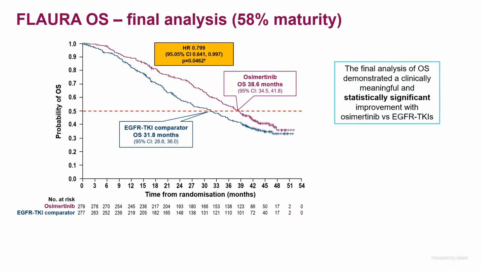One of the important secondary endpoints was OS, and the OS was statistically significantly higher. At the final analysis, at 58% maturity, the difference in osimertinib versus the TKI was around 7 months: 38.6 months versus 31.8 months. So the final analysis of OS has shown a clinically meaningful and statistically significant improvement with osimertinib versus any of the first generation TKIs.